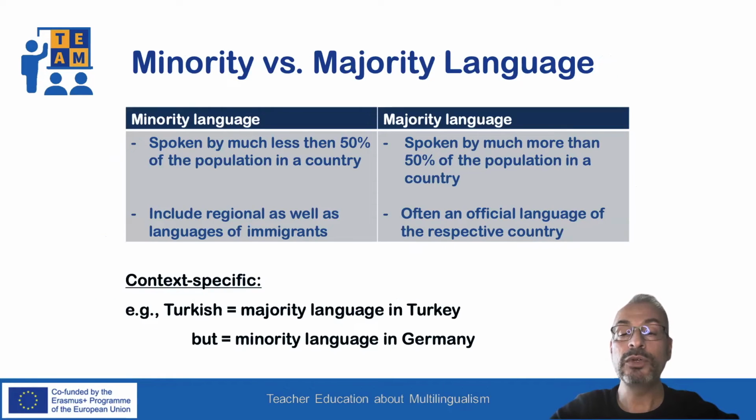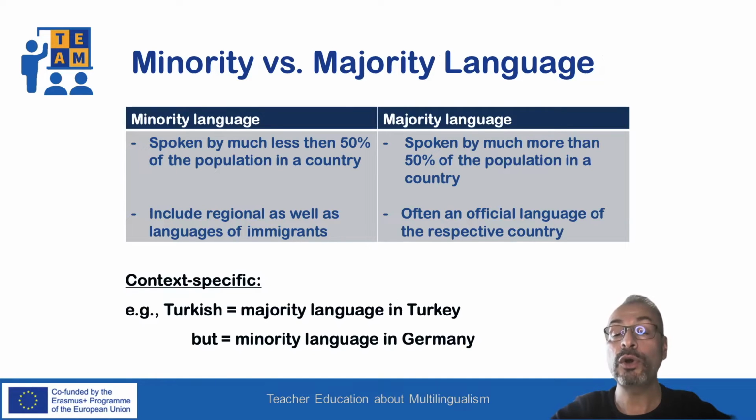A minority language is a language that is being used by a minority of people in a given country, typically much less than 50% of the population. Minority languages can be languages that are being used by immigrant communities, but also regional languages. Majority languages, in contrast, are languages that are being used by the majority of the people in a given country, typically much more than 50% of the population.